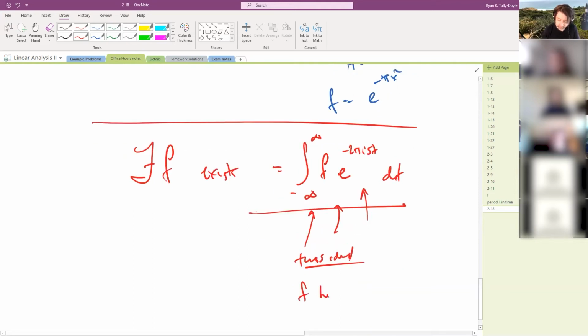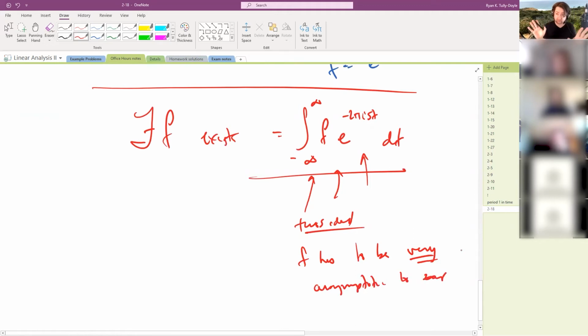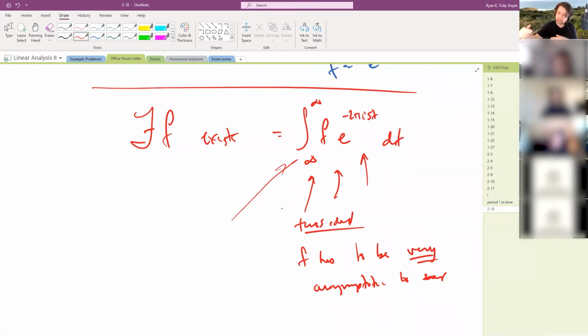means that f has to be what I would call very, this is a very technical term, very asymptotic to 0, or just equal to 0 outside of a finite set. Because if that doesn't happen, this can't possibly exist. It goes way too big. Yeah, because the exponential part, as you crawl out towards minus infinity for a given value of s, blows up as you go to the left exponentially, right?